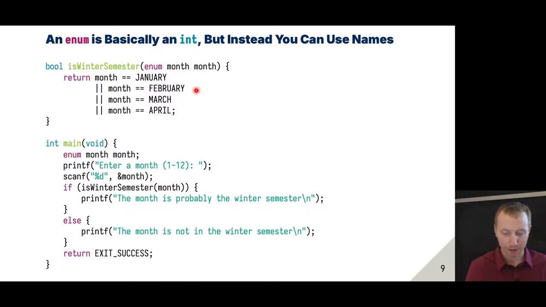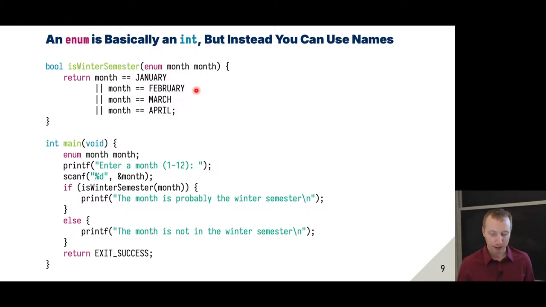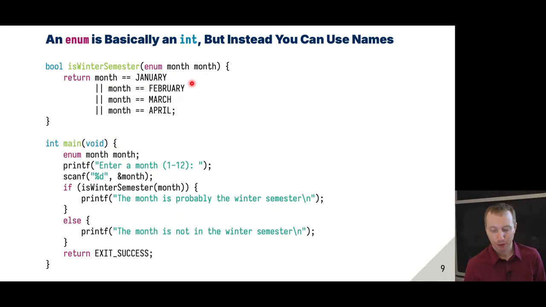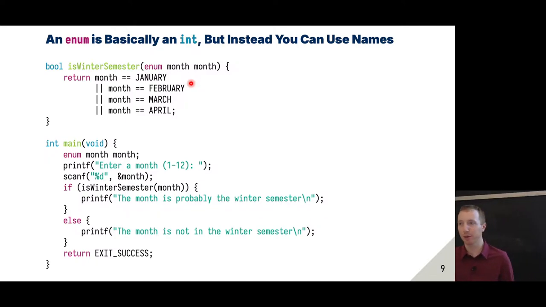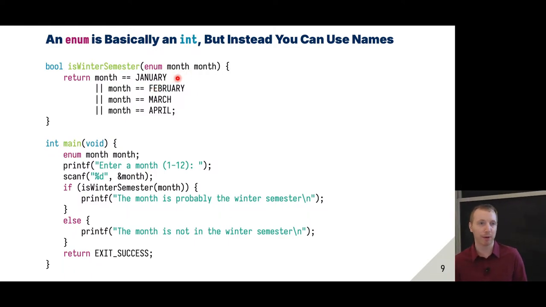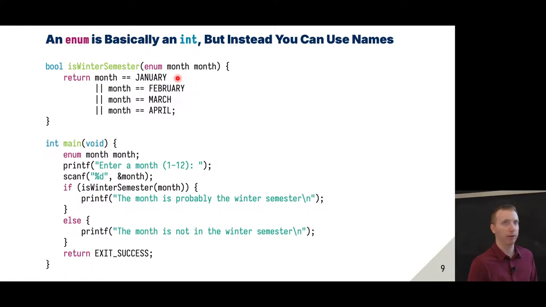So if I write a function that is winter semester, where you give it a month and it tells you whether or not this month is in the winter semester, without this, I'd have to write return if the month is equal to 1 or 2 or 3 or 4. Maybe it's easier to read if you just say, is the month January, February, March, or April? And then someone reading this might say, oh okay, well, that's obviously right. I don't have to look up anything else.